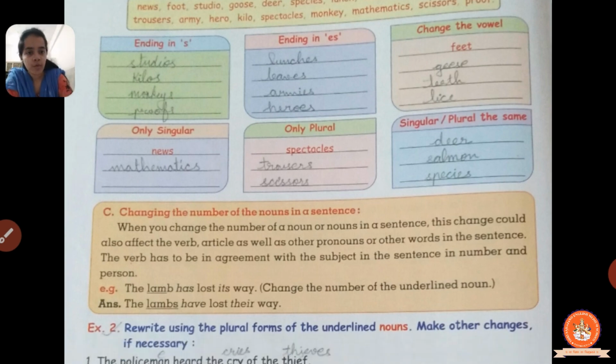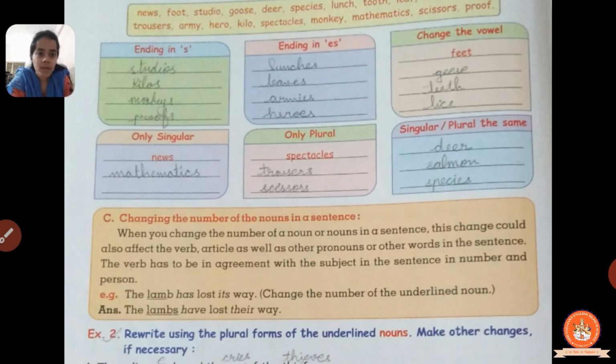In the same way you have to do exercise number 2. In exercise number 2, what you have to do is rewrite using the plural forms of the underlined nouns, making other changes if necessary. So you have to read all the questions given here. The nouns are given in underlined form. You have to change those nouns into plural form, and make the changes wherever it is required, wherever it's necessary. Please do that exercise on your own, right? You have to make the necessary changes in the sentence also.